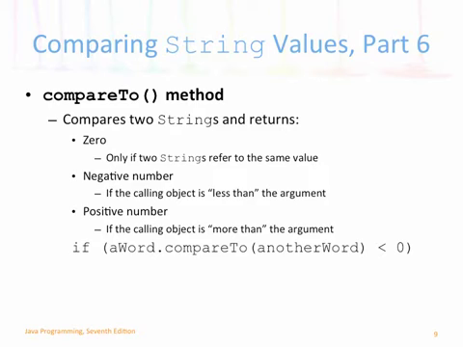So all your uppercase letters come before your lowercase letters, A comes before B, B comes before C, and so forth. So A is less than B, and all uppercase letters are less than the lowercase letters. And compareTo will return a positive number if the calling object is more than the argument. So if it's greater than the argument, for example, aWord.compareTo(anotherWord) less than 0, what it's asking here is if aWord is less than anotherWord, if it comes before it in the alphabet.